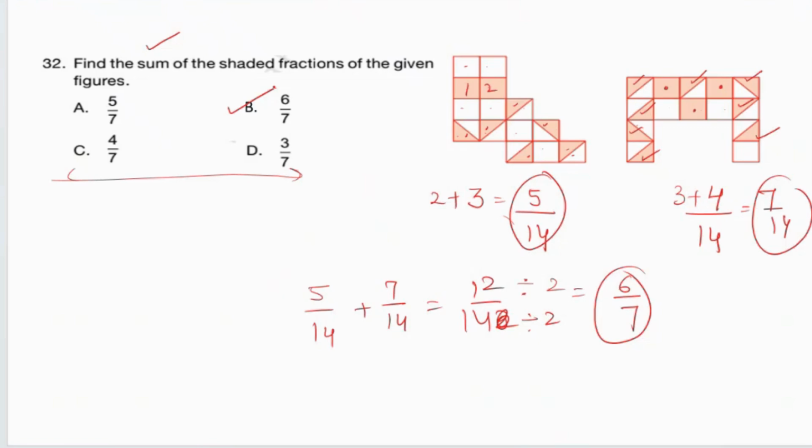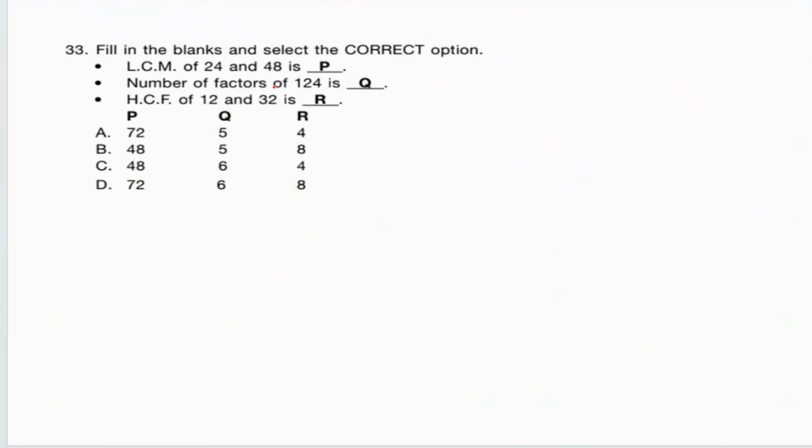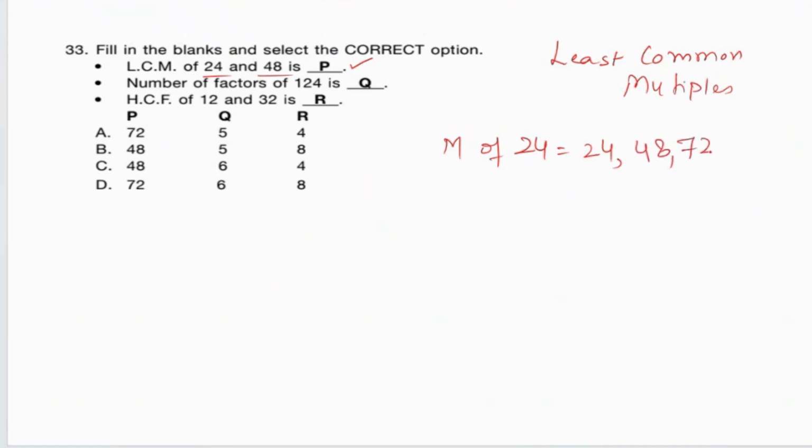Okay, coming to my next question. Fill in the blanks and select the correct option. LCM of 24 and 48 is P. What is LCM? LCM is least common multiple. First, I will find the multiples of 24 and 48. Multiples of 24 will be the 24 table: 24, 48, 72, 96, and so on. Multiples of 48 are 48 times 1, 48 times 2, 48 times 3, and so on.